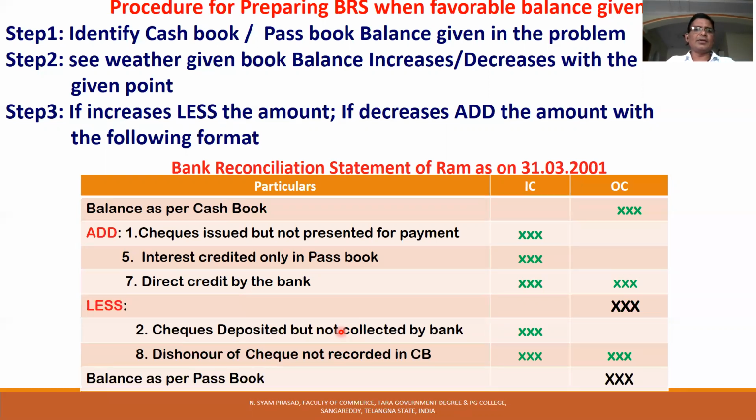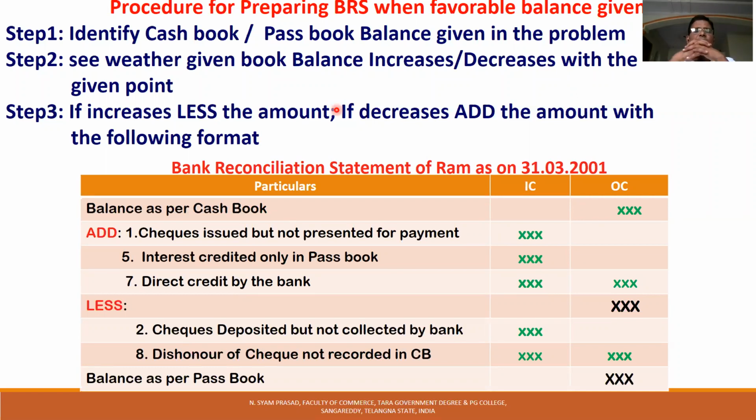First, whenever the problem is given, identify which book balance is given in the problem, whether we have to start the problem with the cash book balance or with the passbook balance. That is the first point you have to understand. Second point, see whether the given book balance increases or decreases with every point given. There may be 5 to 6 points given, and for each of those points you have to see whether that book balance increases or decreases.